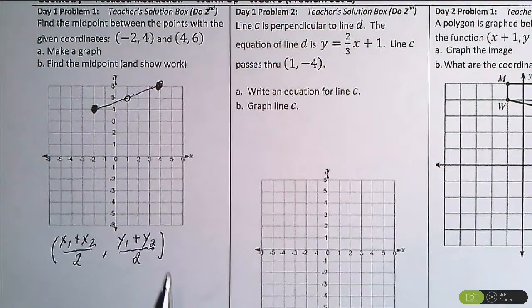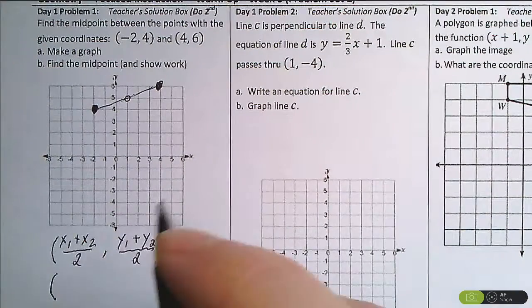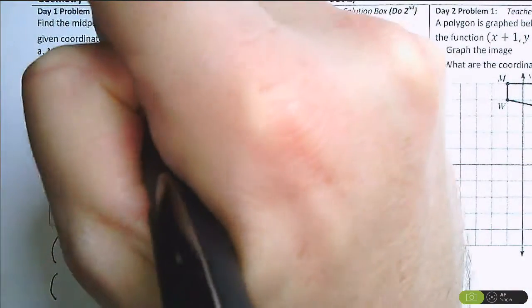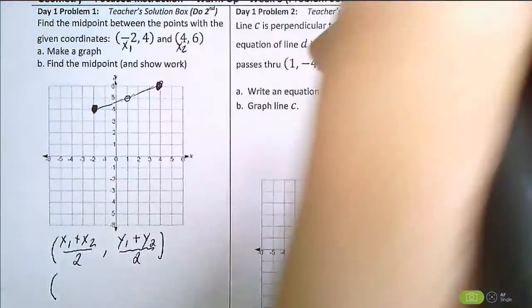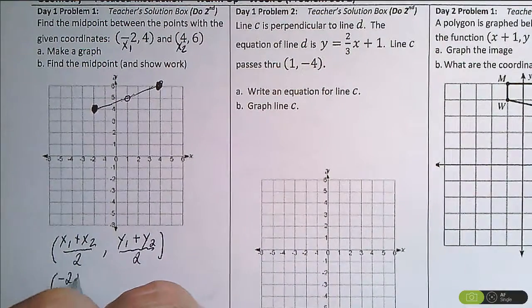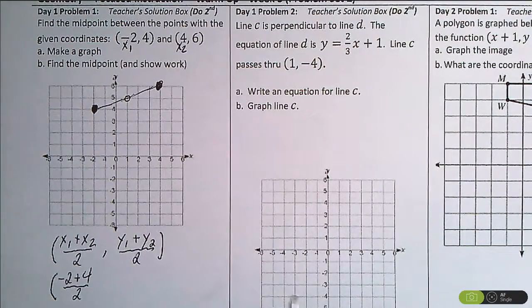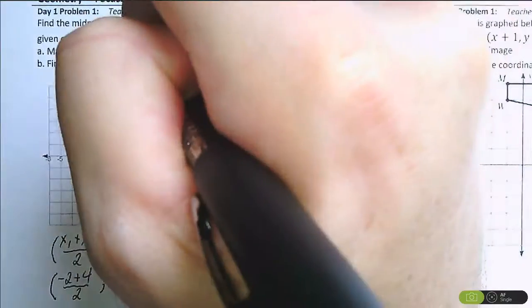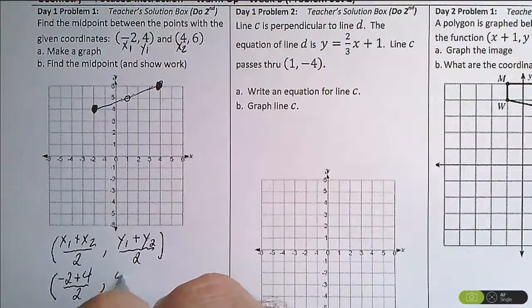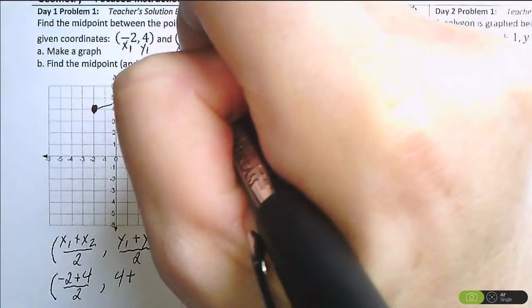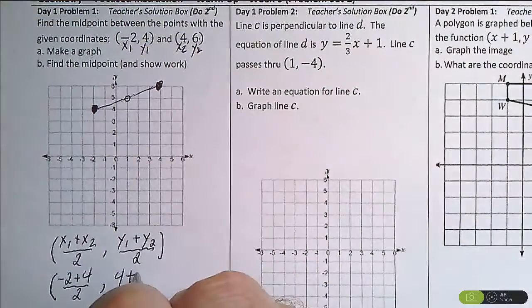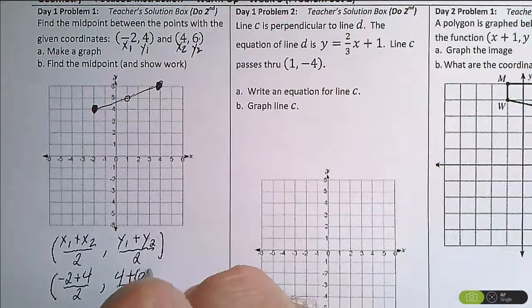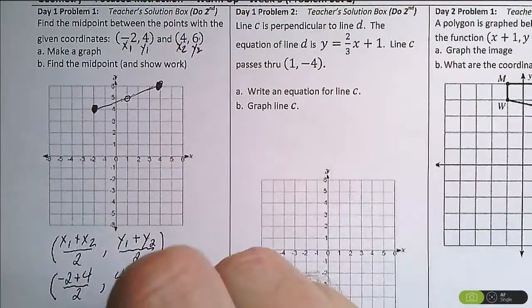This is the midpoint formula. So let's put in our values for x1 and x2. x1 is negative 2 plus x2 is 4. If you divide those by 2, that gets you the average of negative 2 and 4. Similarly, we can average our y coordinates together. y1 is the 4 plus, and y2 is the 6. And if you divide those by 2, you get the average of 4 and 6.